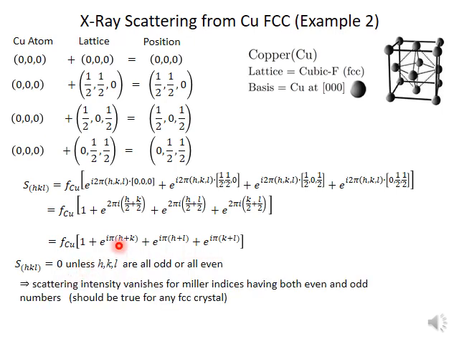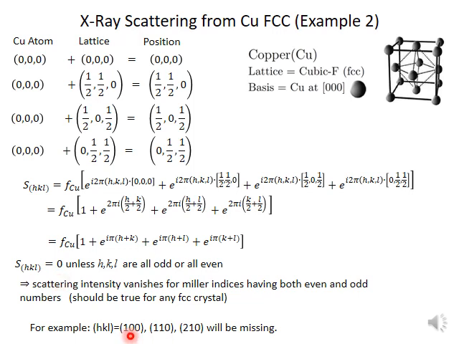Now what you have is this summation of all terms, and you would find out that this structure factor would be non-zero if all 3 h, k, and L are odd, or they are even. So if all 3 of them are odd or all 3 of them are even, you would get a non-zero structure factor. If you have a mixture of odd and even integers here, then you would get a 0.